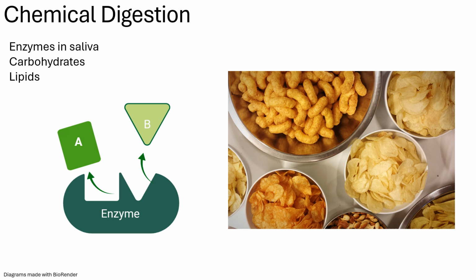Chemical digestion is the breakdown of substances via enzymes, acids, or any other chemical agents. This is very different than mechanical digestion because we're tearing apart atoms and molecules here in chemical digestion, not proteins and fats. There are enzymes in saliva, such as amylase, that break down carbohydrates, or lipase, that breaks down fats.